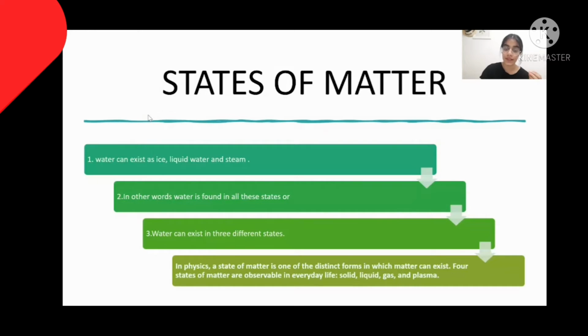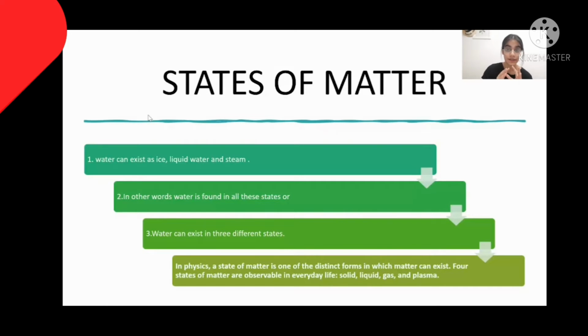In physics, we say that a state of matter is one of the distinct forms in which matter can exist. The 4 observable states of matter are solid, liquid, gases, and plasma. Plasma is a highly different state of matter where matter exists as charged ions. You don't have to go deeply into understanding plasma because our study will be focused on the 3 states of matter we generally see around us, that is solids, liquids, and gases.